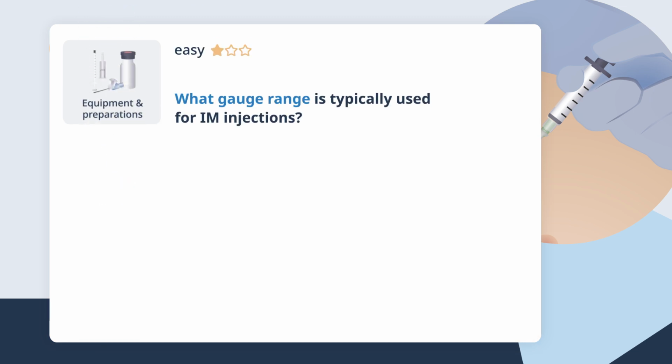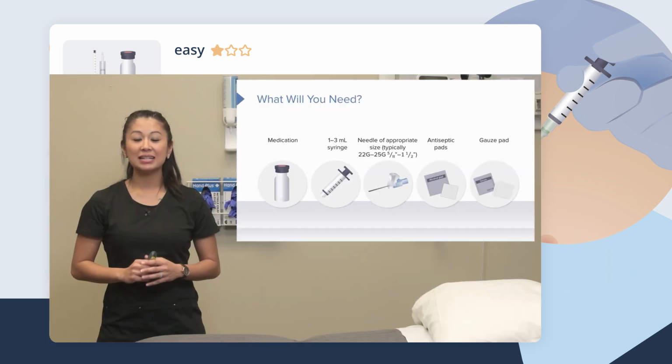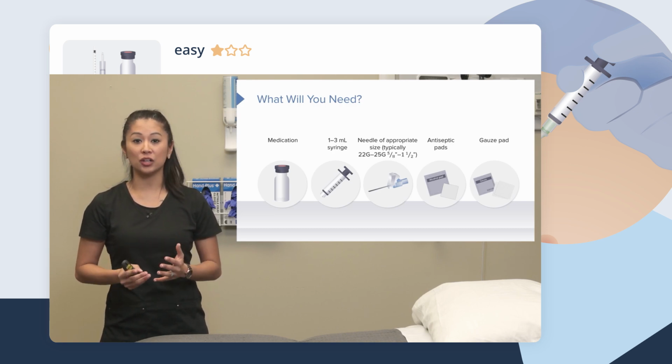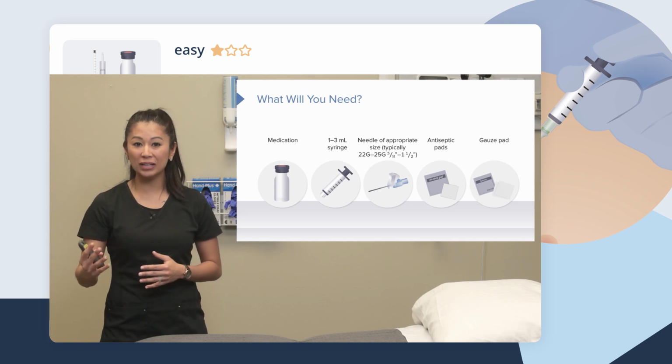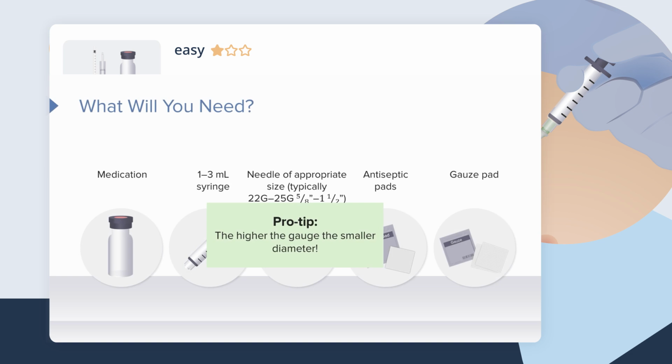What gauge range is typically used for intramuscular injections? Now, with an intramuscular injection, needle size is important. This is going to range anywhere from a 22 to a 25 gauge needle. When we talk about gauge, this is talking about the diameter of the needle itself. Now remember, with injections, the higher the number, the smaller the diameter of the needle.